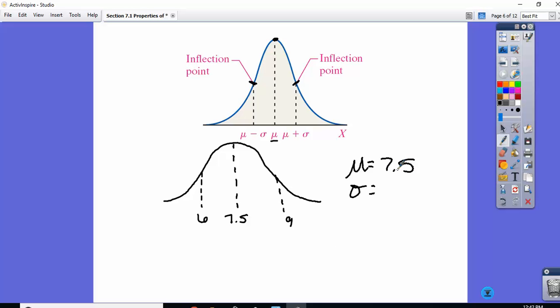To get your standard deviation, you have to look at these inflection points, so where my graph kind of curves the other direction. Those happen at 6 and 9. The standard deviation is how far those are from the mean. So 7.5 minus 6 is 1.5. 9 minus 7.5 is 1.5. So my standard deviation is 1.5 here. Is that okay?